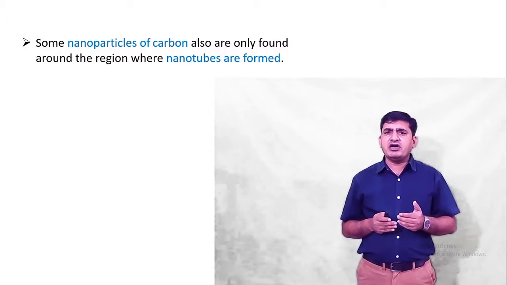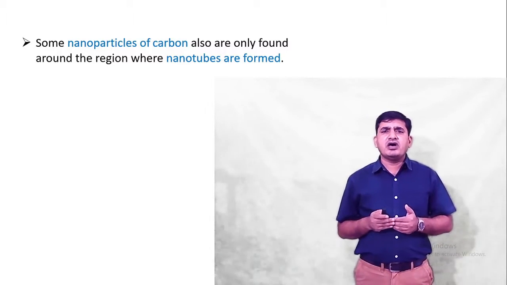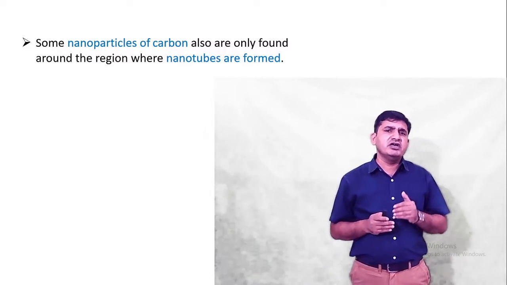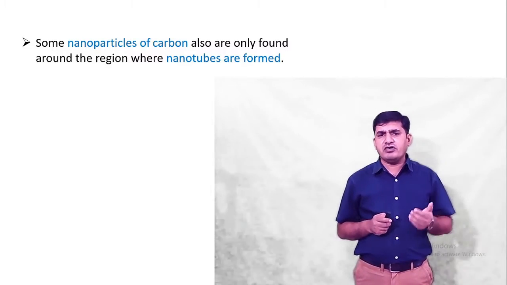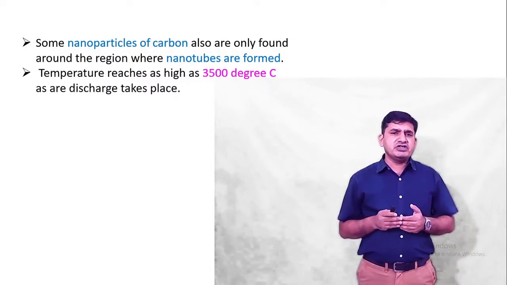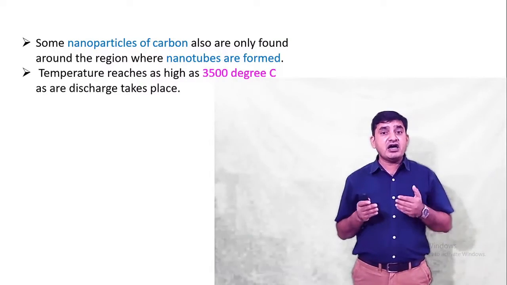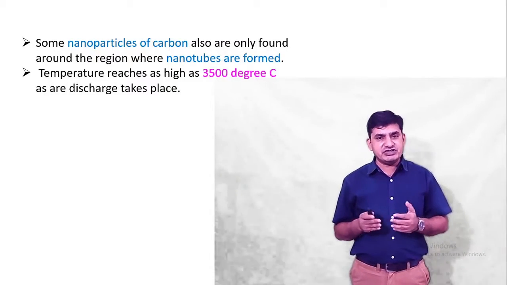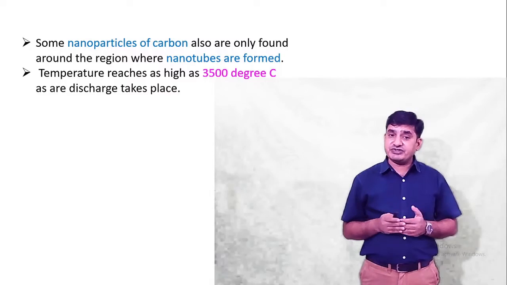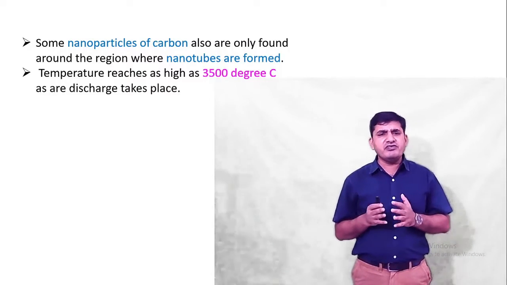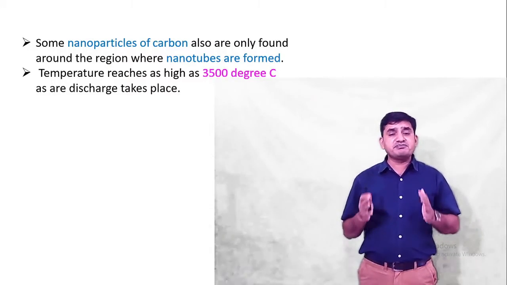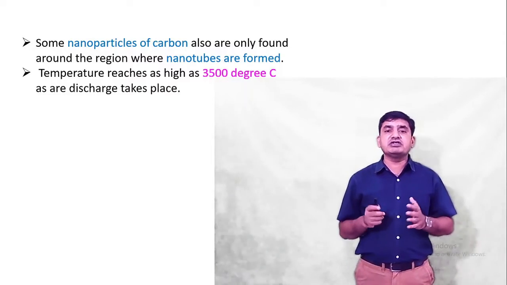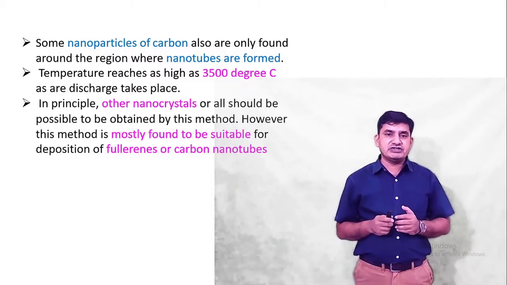Some nanoparticles of carbon are also found only around the region where the nanotubes are formed. Temperature reaches as high as 3500 degrees Celsius as the discharge takes place. So there is a very high temperature because the spark is produced in between the two electrodes. The temperature is about 3500 degrees Celsius.